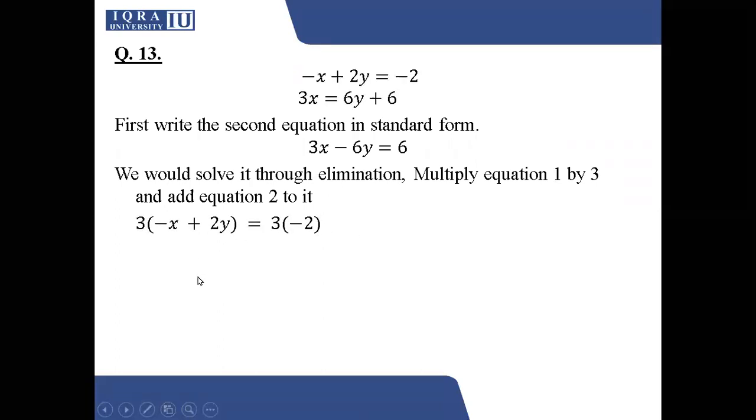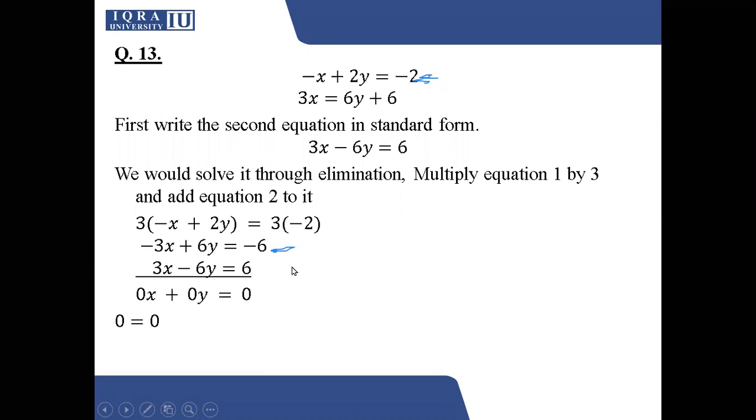3 times minus x, we're multiplying the first equation with the number 3. What do we get is minus 3x plus 6y equals to minus 6. Remember, this right here is the equivalent form of equation number 1, right? Then we'll write equation number 2 as it is, downwards to it. And you'll notice it's pretty much the same equation, 3x minus 6y equals to 6. When you add these two equations, you'll get 0x plus 0y equals to 0, right? You'll get 0 equals to 0.